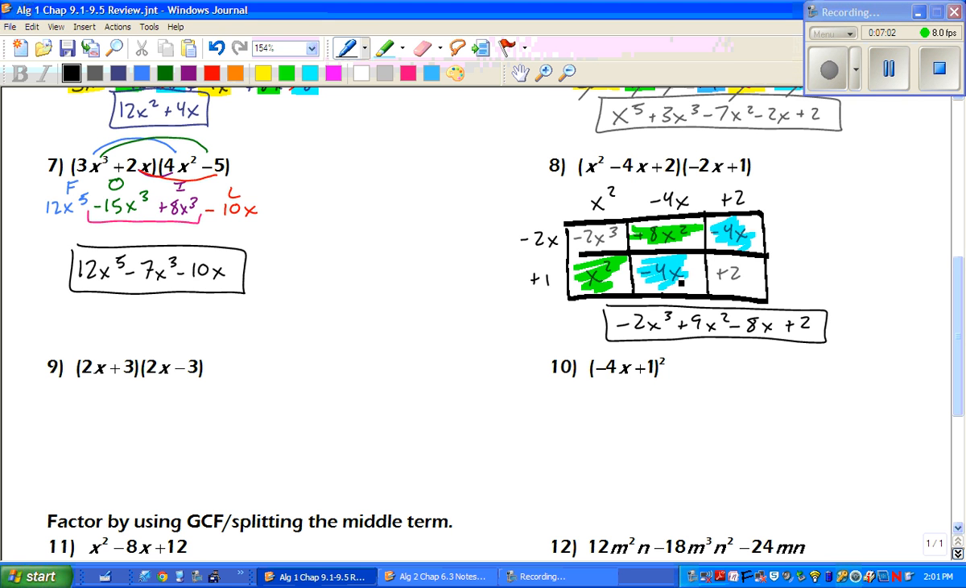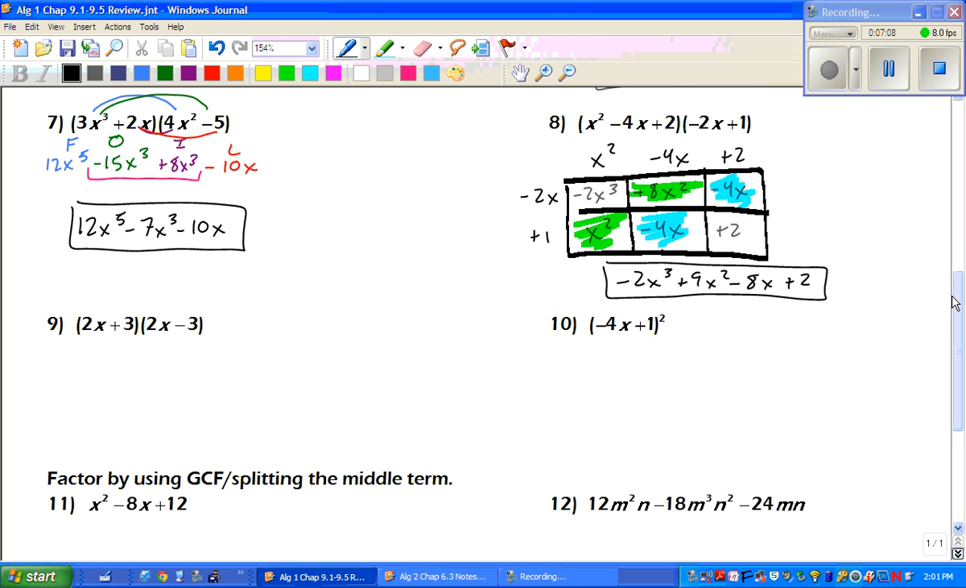Okay, now our x's do not cancel because they're the same term. They're both negatives, okay? All right, number 9. Why don't you guys go ahead and try to do that yourself? You can either do FOIL or box. I will do the FOIL method, okay? So good luck.